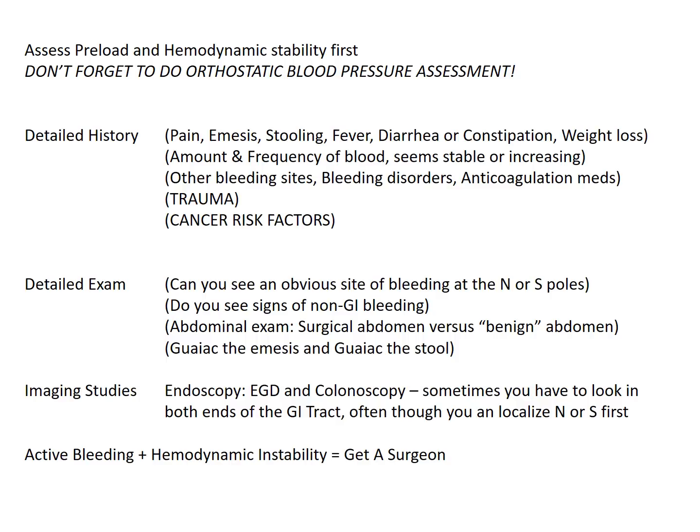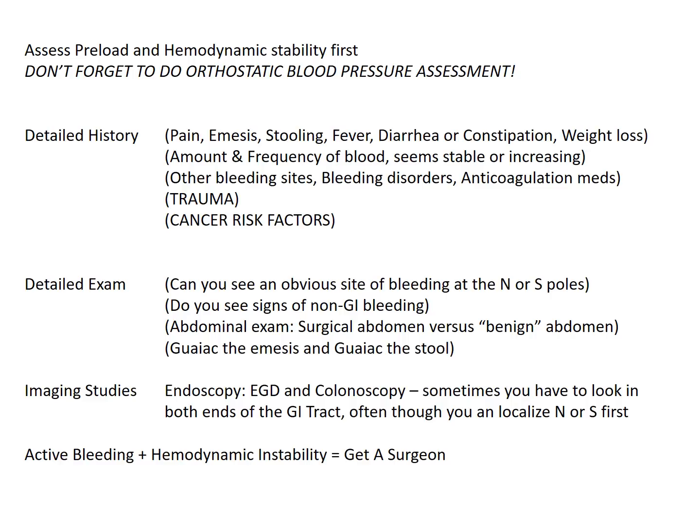In your history, ask about pain, vomiting, stooling, fever, diarrhea, constipation, and weight loss. How frequently are they seeing blood, and how much blood are they seeing? Does it seem to be stable, or is it increasing? Do they have other bleeding sites? Do they have a bleeding disorder? Are they on anticoagulant medications? Have they experienced recent trauma? Do they have risk factors for cancer?